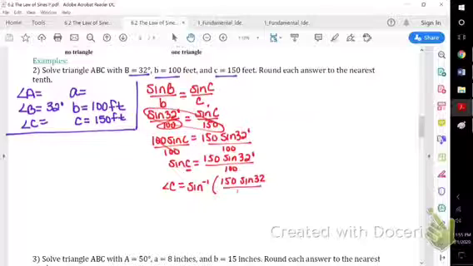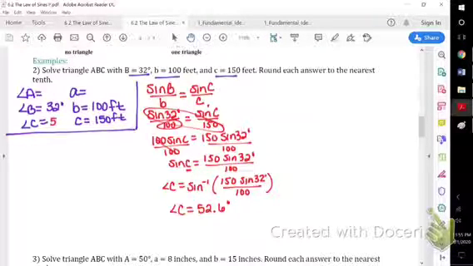So personally, what I would do is I would plug the 150 sine of 32 divided by 100 in my calculator, and then I take the inverse sine of that answer. So I wouldn't try to do it all at once because then you got a lot going on, but that's my personal way that I would do it. And so when we do this, we find that angle C, rounded to the nearest tenth, is 52.6 degrees.